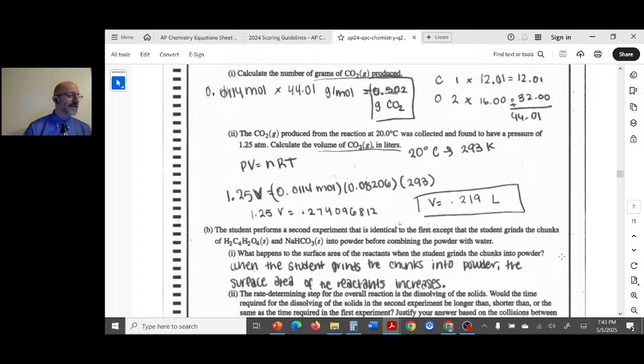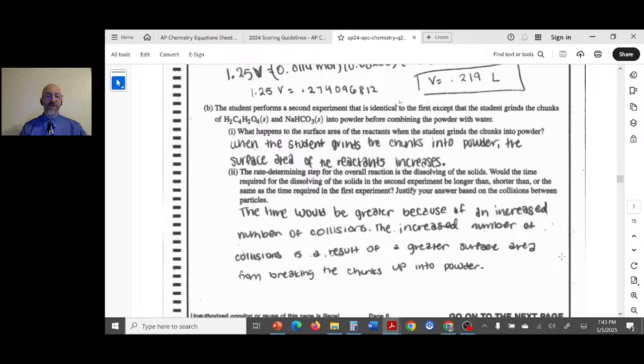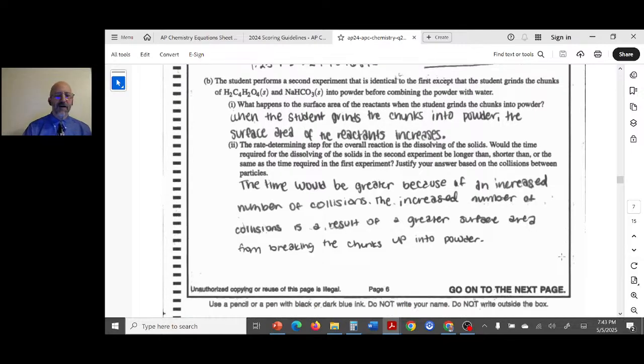Surface area increases. Yes, the student earned the point in B I for a correct claim about surface area, but the point was not earned in part B II for an incorrect claim about reaction time. So they said the time would be greater. Maybe what they meant to say was the rate would be greater, and maybe they just didn't pay attention to that word. If they meant to say it's going to be a faster rate, but instead they said the time would be greater, that might mean they understood the chemistry but didn't quite pay attention to the language and the word choice. So, yeah, that's unfortunate. All right, next part.